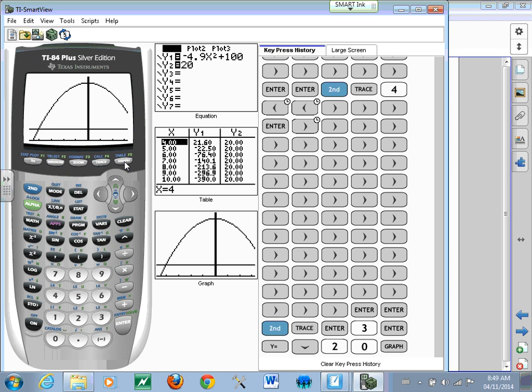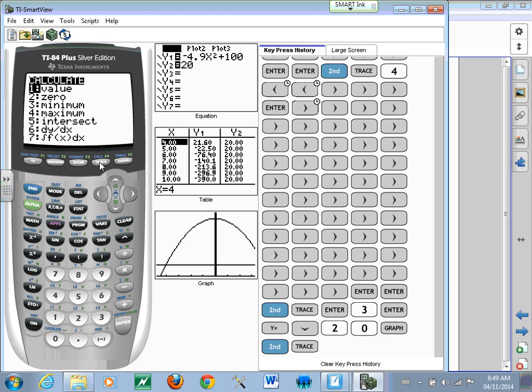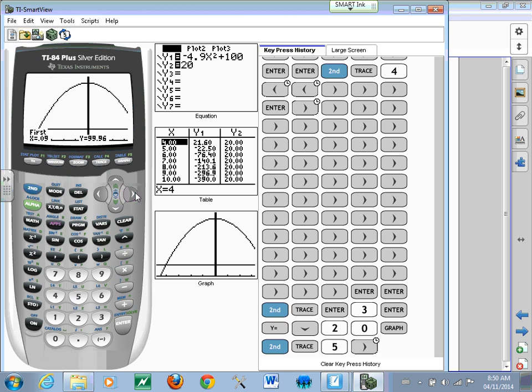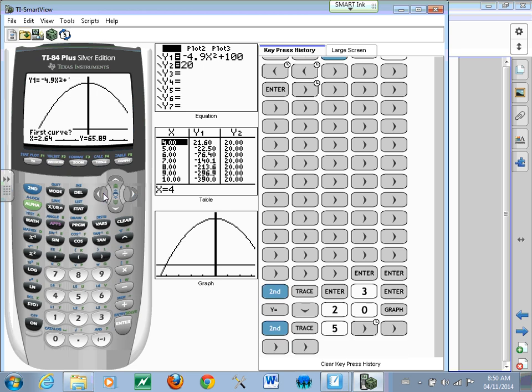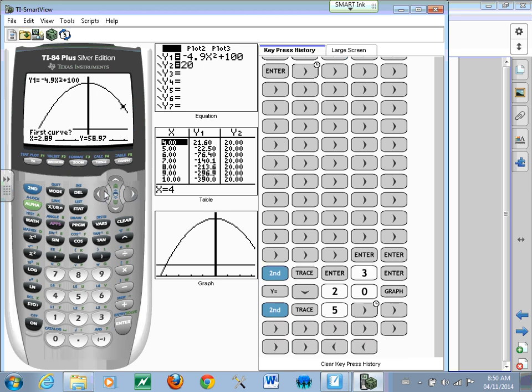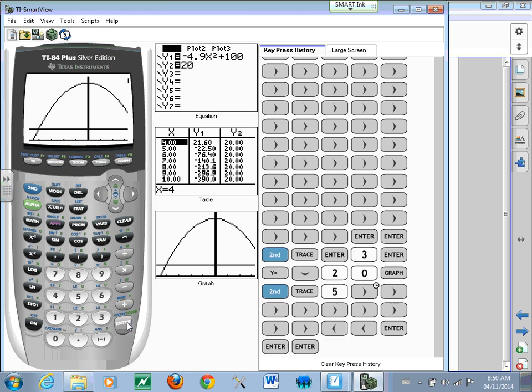Graph it. Okay, we're not going to worry about the negative intersection, so we're going to go to the positive one. All right, so we go second trace, intersect 5. Make sure on the left side of the vertex, guys, coming down here. Okay, anywhere here is fine. Okay, press enter. Let's say second curve, guess, and you'll find your point of intersection there, folks. Oh, it actually found the negative one. So let's try that again.